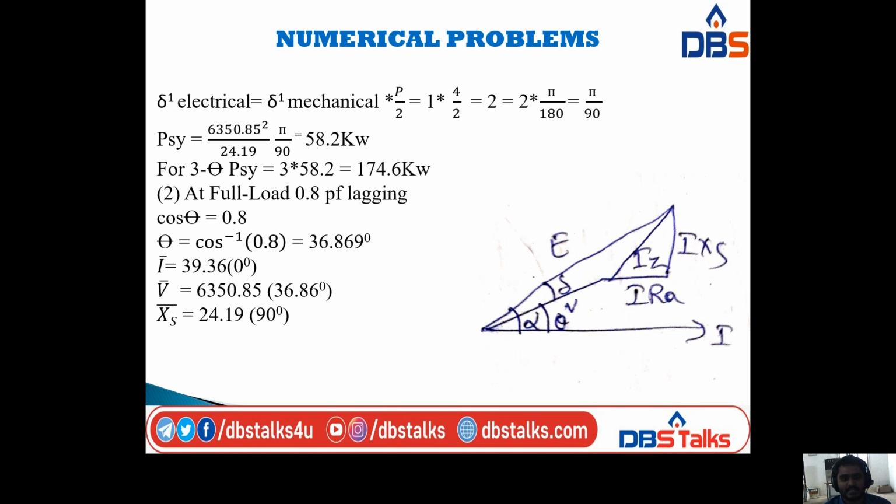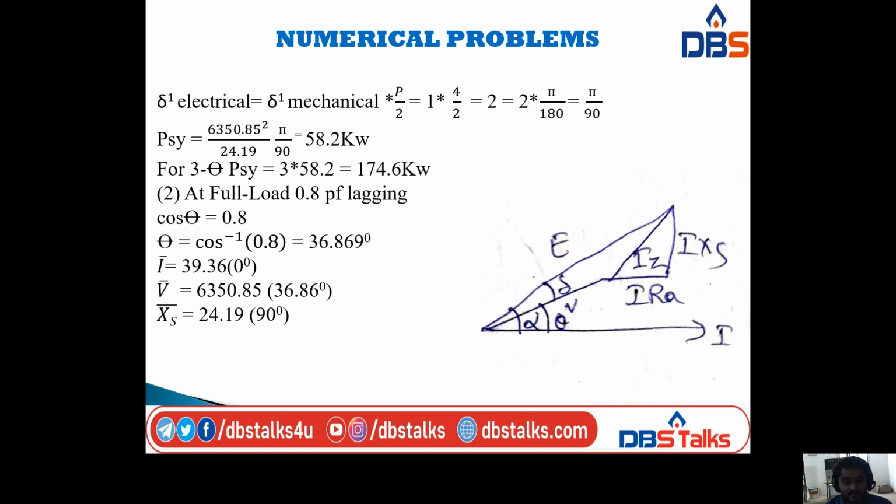Coming to the second case, that is at full load with 0.8 power factor lagging. In the problem they have already given cos phi, that is the power factor, equal to 0.8. Using this we have to calculate the phi value, that is phi is equal to cos inverse of 0.8, which is equal to 36.869 degrees. And using this we have to find sin phi, that is sin of 36.869 degrees.